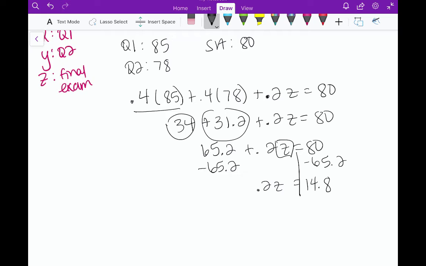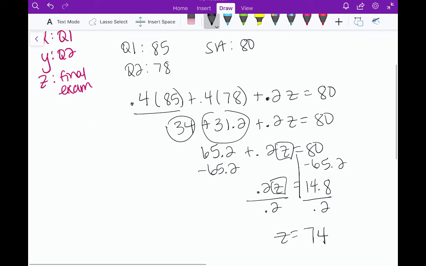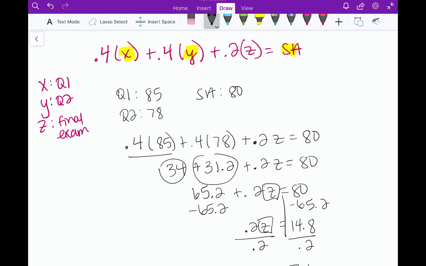And finally, in order to solve for Z, I need to divide by 0.2. So Z equals 74. So what does that mean? That means Z is my final exam, so I need to make a 74 on my final in order to have an 80 for the semester.